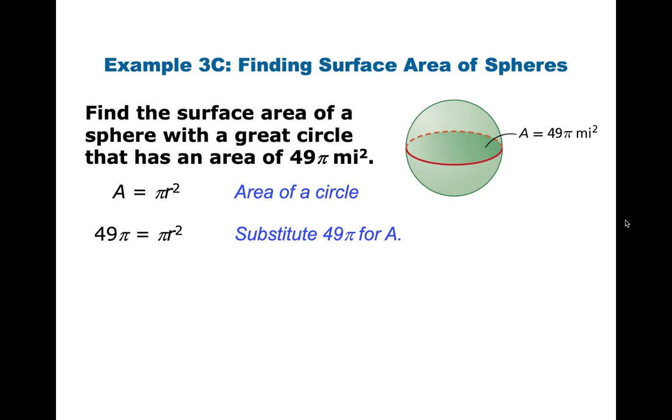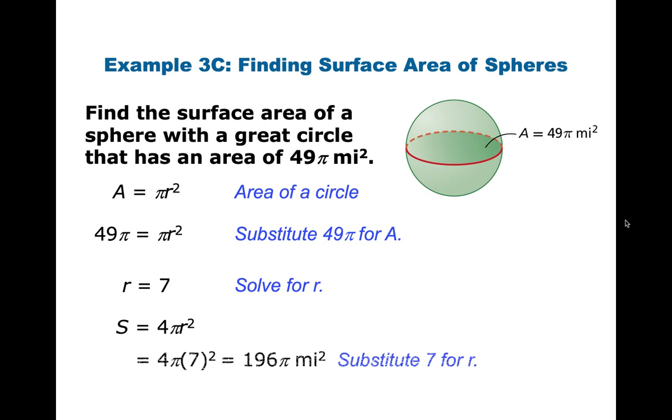So all we really need to do to get the surface area of the sphere is take 49 pi and multiply it by 4. And 49 times 4 is 196. So you get 196 pi miles squared. That's all you have to do. If you were given the area of the great circle, all you have to do is multiply the area by 4, and you're done.